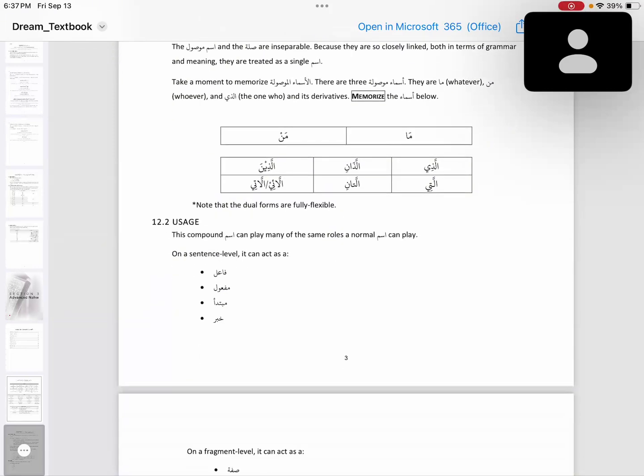Usage. The compound ism can play many of the same roles as a normal ism can play. On the sentence level, it can act as a fa'il, maf'ul, mubtada, khabar.